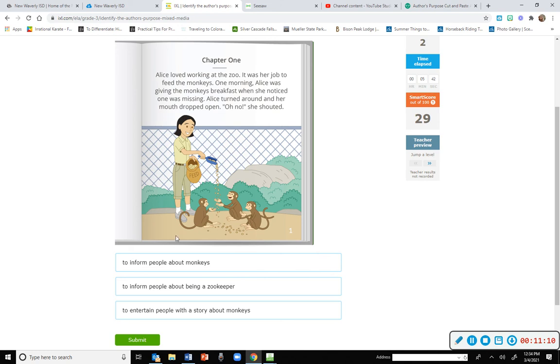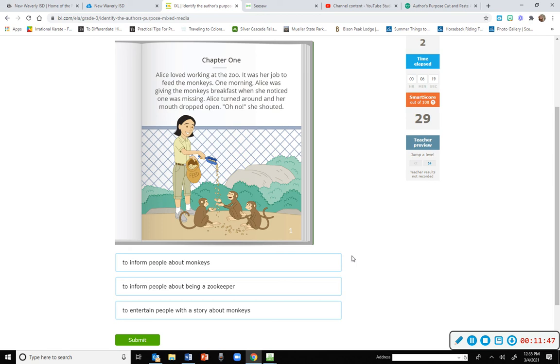Okay? So this section, was it to inform people about monkeys? To inform people about being a zookeeper? To entertain people with a story about monkeys? Okay? Raise your hand if you think it's to inform people about monkeys. To inform people about being a zookeeper. Bryson, you think the middle one? To entertain people with a story about monkeys.